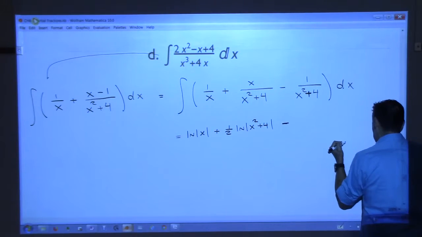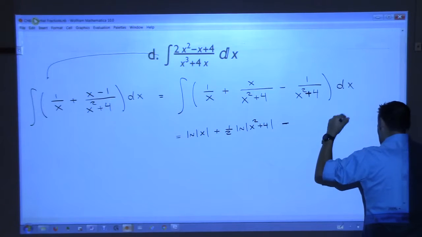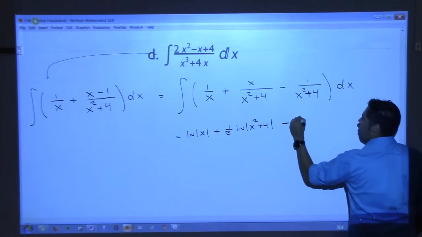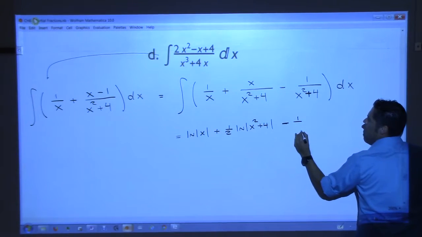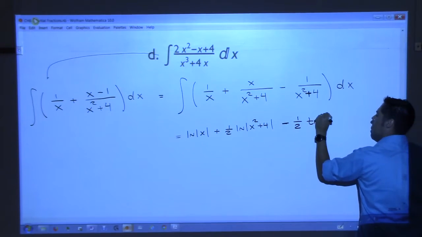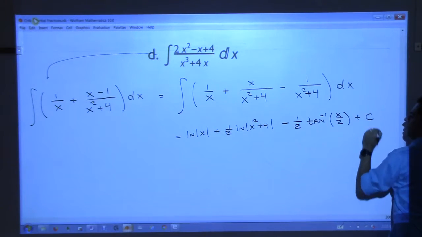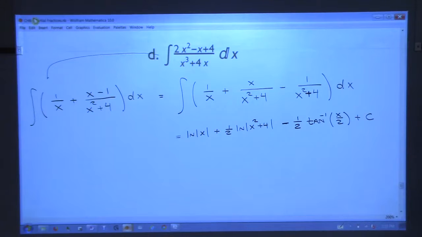What's that again? 1 over a arctan of x over a? So 1 over, what's a? 2. So 1/2 arctan of x over 2 plus c. Formula 17 from here to here.